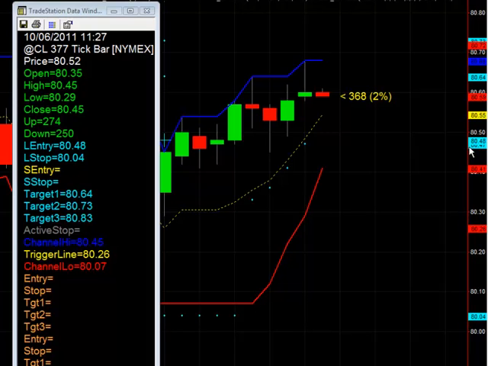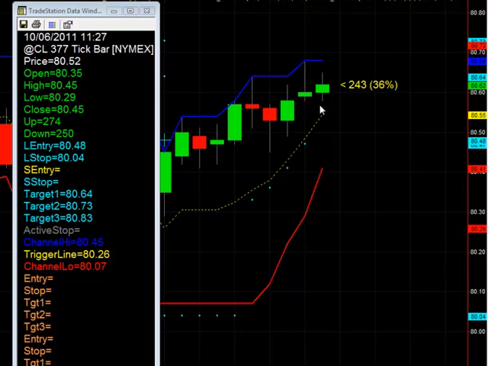And what did I say? 80.48 is what it was. I said 80.49. It's 2 ticks below this trailer line. So you can see the trailer line is the yellow, 80.55. If the market continues a little bit higher, it's going to give you the price 2 cents below that. So 80.53.